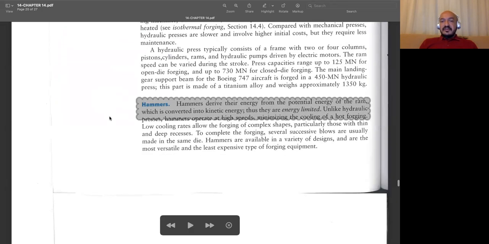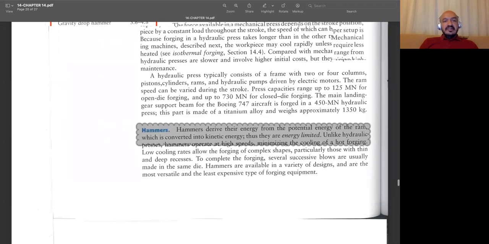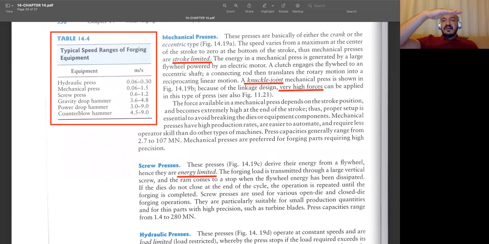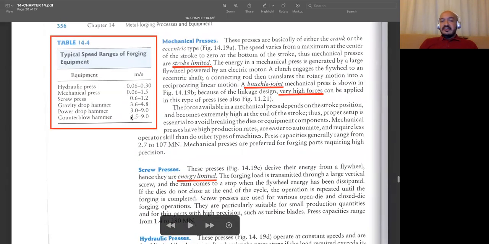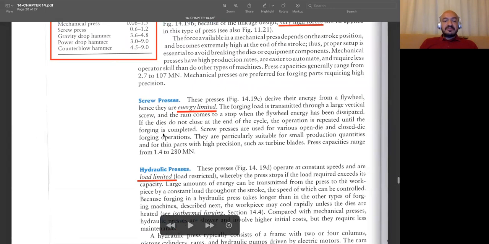And in addition to these, we also have some hammer types, and these are simple hammers. If you don't apply any extra force, and if you simply drop this hammer with the help of gravity, it's called a gravity drop hammer type of equipment for forging. But if you apply some extra pressure in addition to gravity, then it's called a power drop hammer. But if you use two hammers at the same time, it's called a counter blow hammer. So that's why the forging speed is much higher compared to the other hammer type processes.